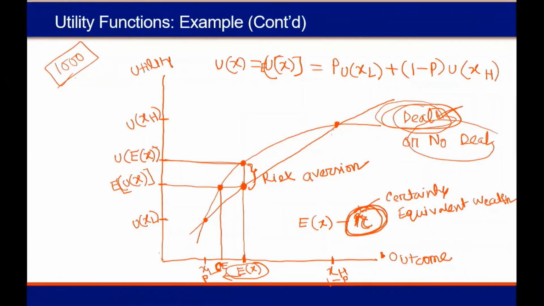If you want to stop the investor from playing the lottery, you need to offer him at least this amount of wealth. Which amount? The certainty equivalent amount of wealth, so that he will get the same amount of utility he would get if he played the lottery. So that amount is the certainty equivalent of wealth. The difference between expected wealth and the certainty equivalent is known as the risk premium.